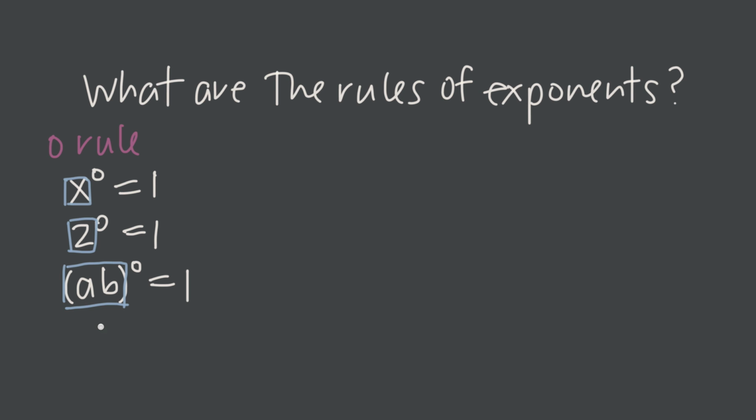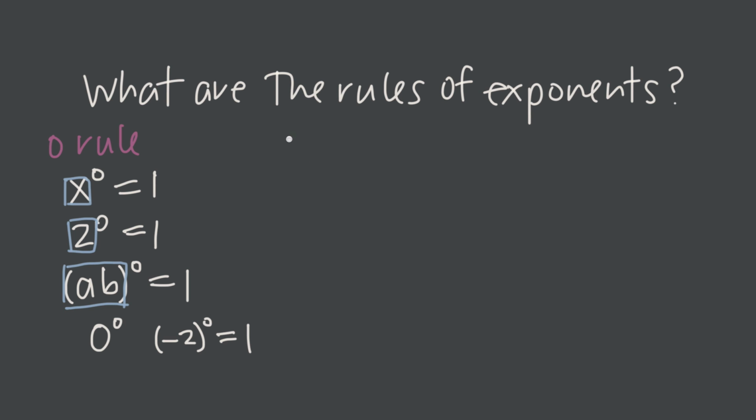The only exception to this is 0 to the 0, which honestly is a whole different discussion. But just know that anything else raised to the 0 power is 1. That goes for variables like x, or the product of variables like ab, or constant numbers like 2, and even negative numbers. For example, negative 2 to the 0 power would also still be 1, because regardless of the base, as long as the exponent is 0, the value is 1.